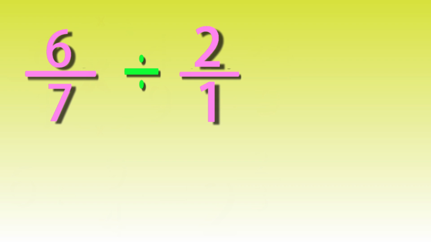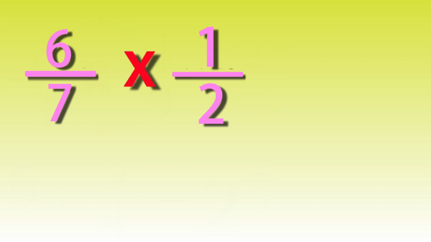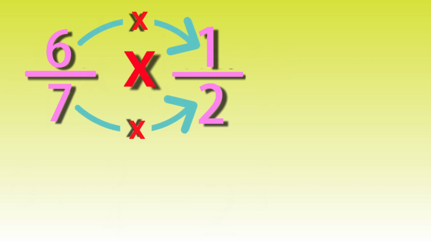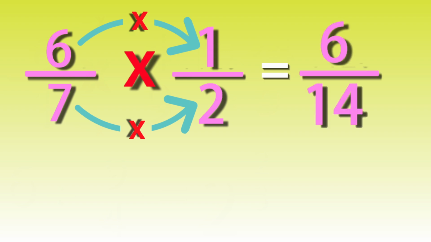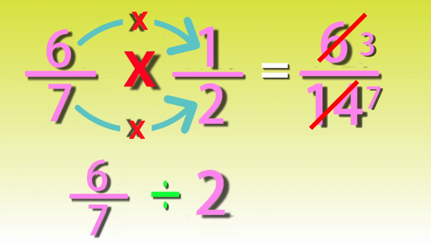We now have to invert it, and that gives the fraction 1 over 2, which is the inverse of 2 over 1. Then change the operation to multiplication, and we get the altered version of the problem, 6 over 7 times 1 over 2. Multiplying horizontally gives 6 times 1 over 7 times 2, which equals 6 over 14. We can reduce this because 6 and 14 have a highest common factor, which is 2. So dividing both top and bottom by 2, we get 3 over 7. Therefore, 6 over 7 divided by 2 equals 3 over 7.